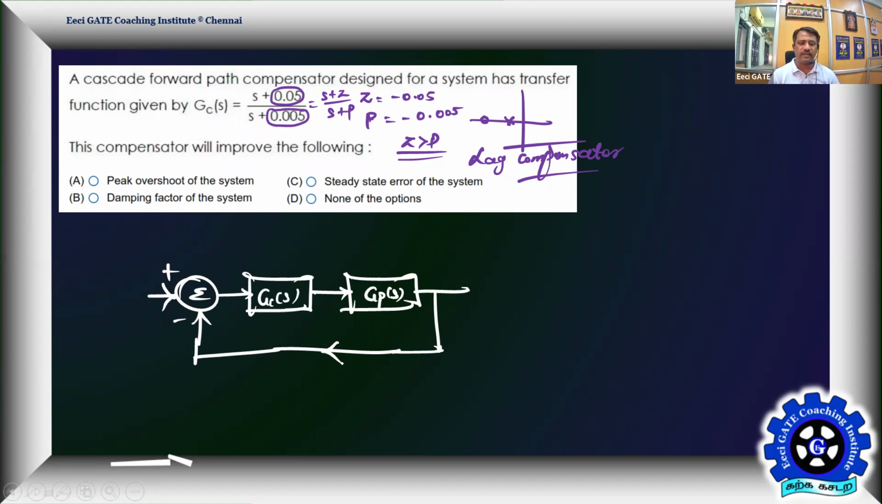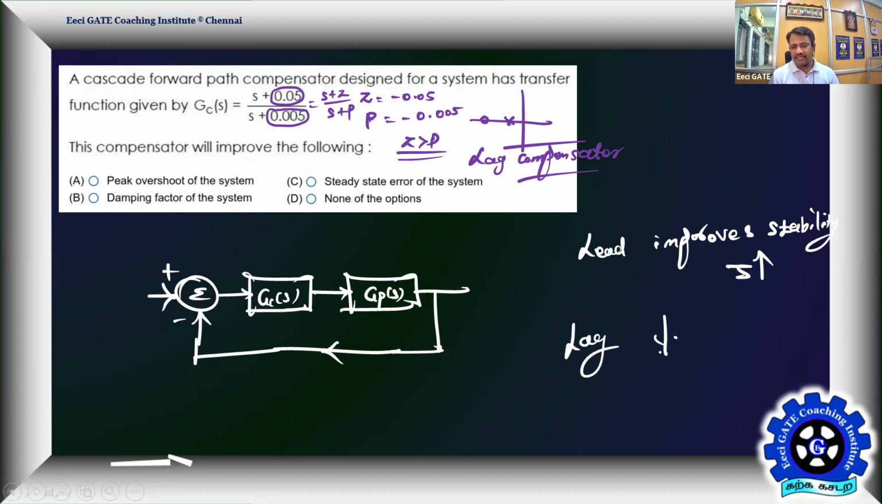So this compensator will improve what? Zero greater than pole means it is going to offer a lagging. Usually a phase lead compensator improves stability, which means it is going to improve damping. Damping is getting increased. The moment we add lag, damping is getting decreased actually. Stability is getting decreased.